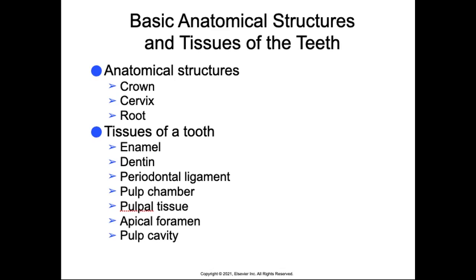In the center of the crown is the pulp chamber. Within the pulp chamber is the pulpal tissue, which is composed of connective tissue, blood vessels, and nerves. The apical foramen is where the blood vessels and nerves enter the tooth, at the tip of the root. And the pulp cavity is the center of the tooth where the nerve and the soft inner structures of the tooth live.